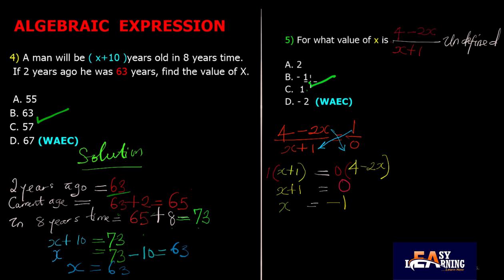What we are saying here is, anytime we are told that a number is undefined, it means that the fraction is 1 over 0. So cross multiply, and then you've gotten your answer.